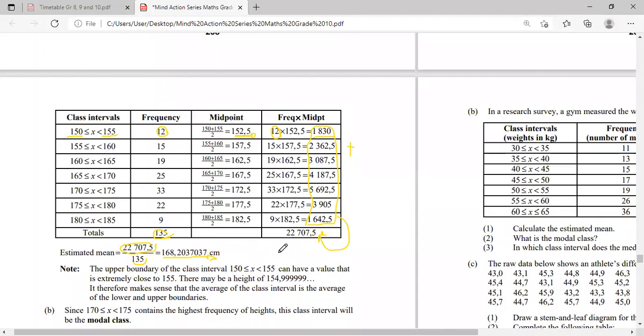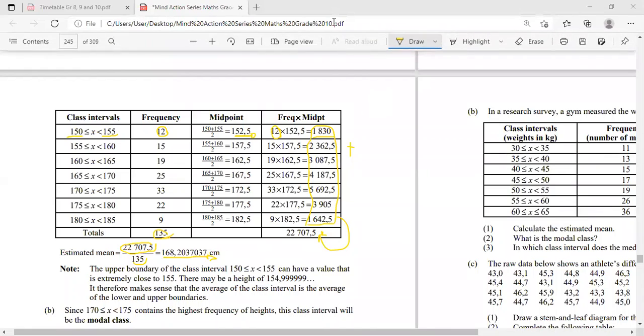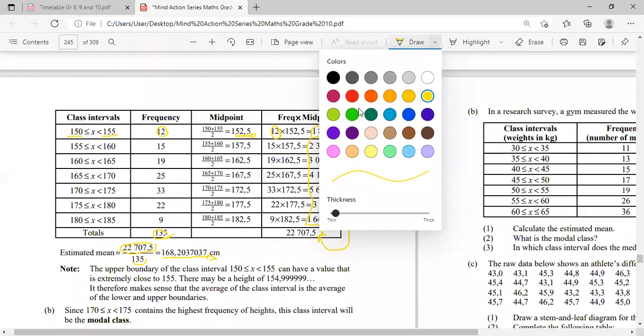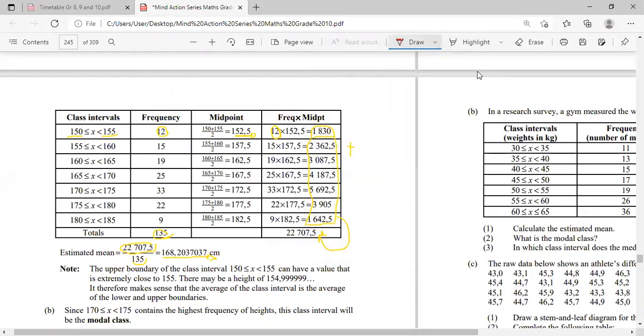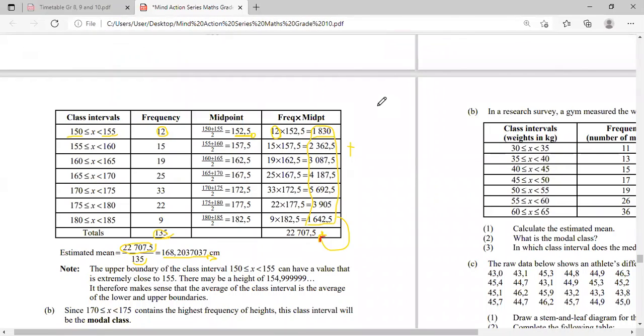Do you understand the estimated mean? Or do you have a question? I'm going to change the color, I'll use red. Questions concerning the estimated mean? Any confusions? Anybody confused? Okay, I'm assuming no one is confused.